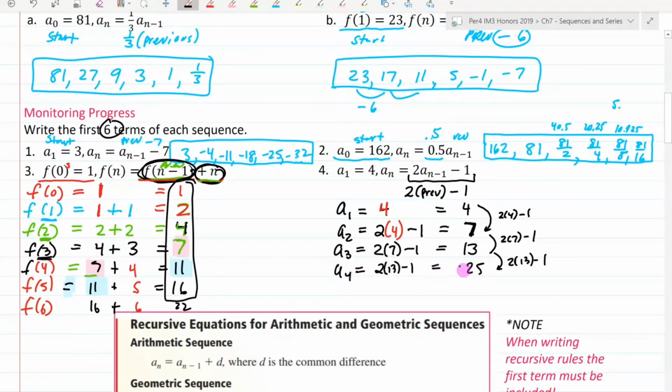Okay, so then that's 25. The next one will be 2 times 25 minus 1. Okay, so 50 minus 1. And the next one's 2 times 49 minus 1. So these are your numbers, and it may or may not have been difficult for you, but that's how that goes.